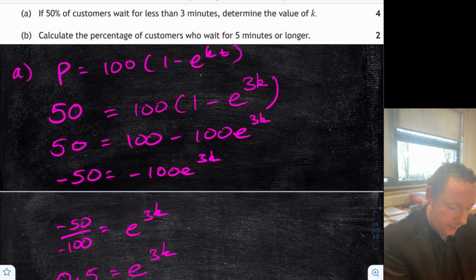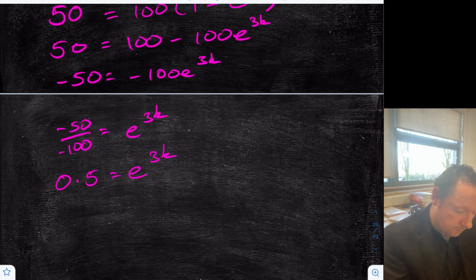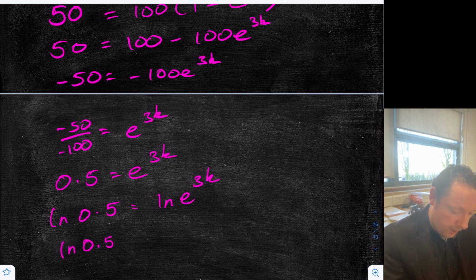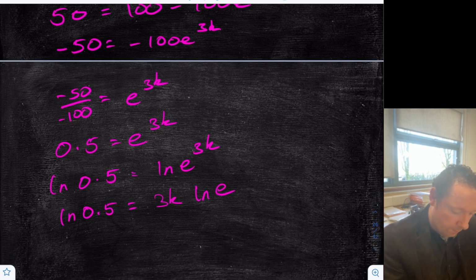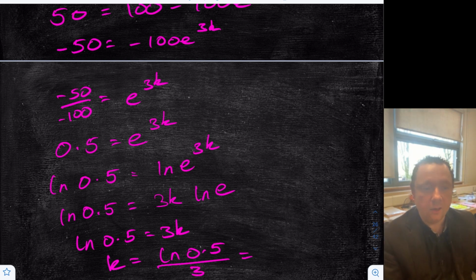You could have actually divided by 100 at this point to get the half and worked it from there, but you get the same answer. Take the log of both sides. Natural log of 0.5 equals the natural log of e to the 3k. So the natural log of 0.5 equals 3k times the natural log of e. That means log of 0.5 equals 3k. So k is the log of 0.5 over 3. And we can work that out as a value on our calculator. You get minus 0.231.